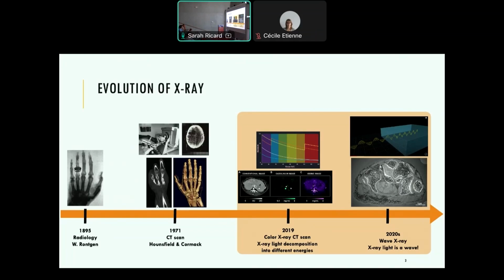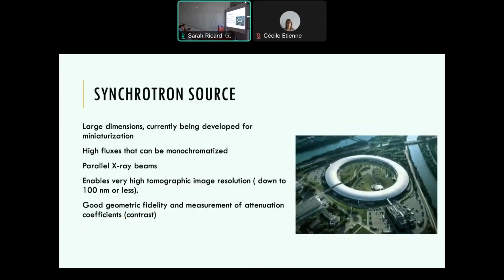And now we are facing a major evolution of X-ray imaging, which is the color scan, and the use of the wave aspect of light for what we call phase contrast imaging. That will be the next major evolution of X-ray imaging. But first of all, I need to introduce the principle of what the synchrotron is, because all those technologies are coming from the synchrotron.